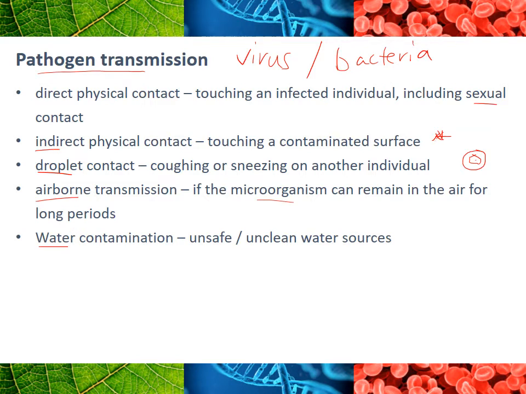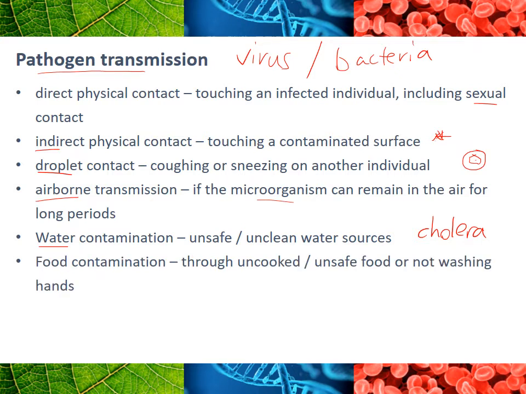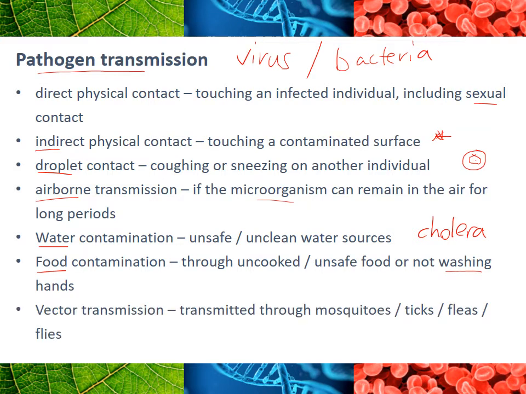Water contamination, so if water has pathogens in it, and again, certain pathogens love water environments. Cholera is a big example. That was a huge infectious disease around 100 years ago, and still common in a lot of areas. So unsafe, unclean water. Food contamination, so through uncooked or unsafe food, or through people not washing hands properly and pathogens getting passed around.